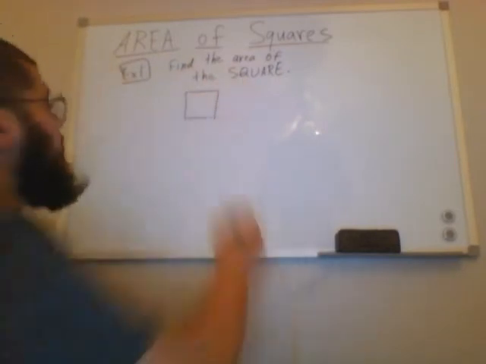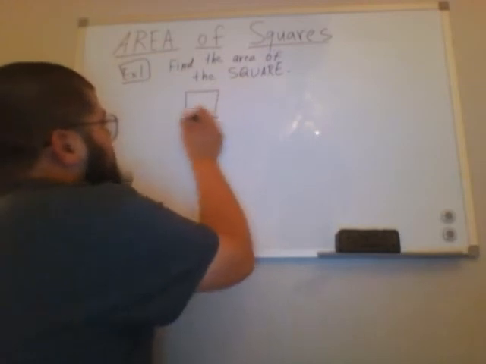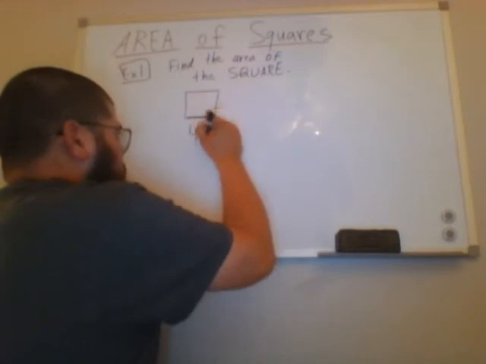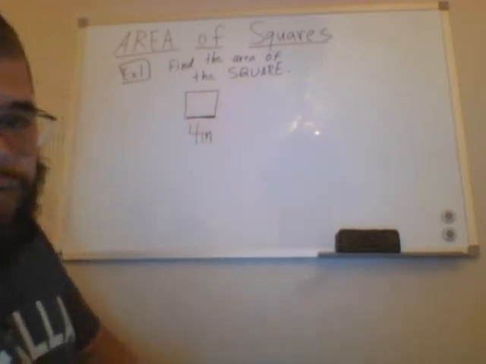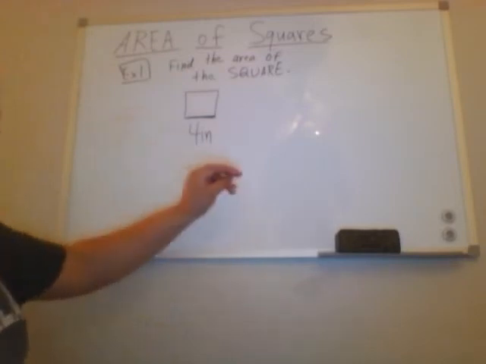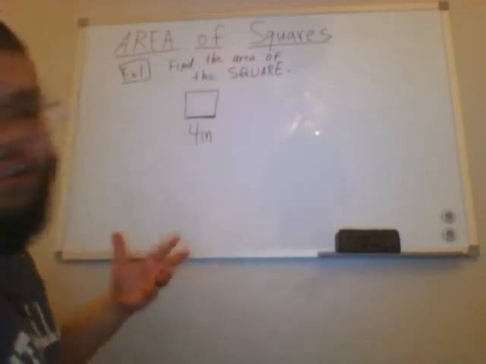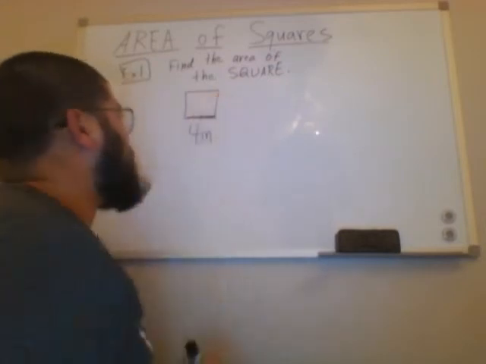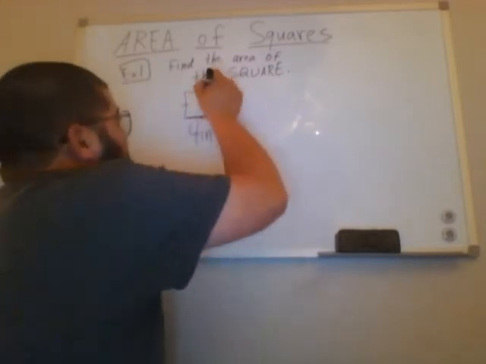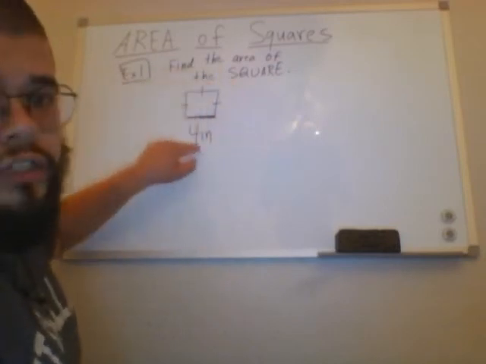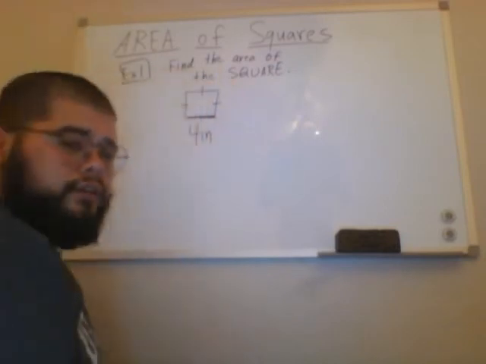There's our square, and we're going to say the base of this bottom line down here, this bottom side length, is 4 inches. Now, again, the important thing to remember about a square is that all the sides are the same. So that means if the base is 4, this side length, and this side length, all of them are also 4 inches.